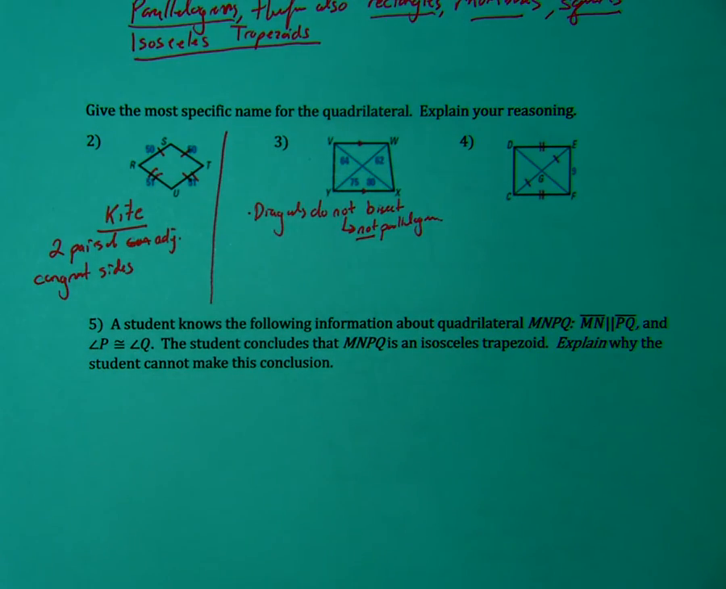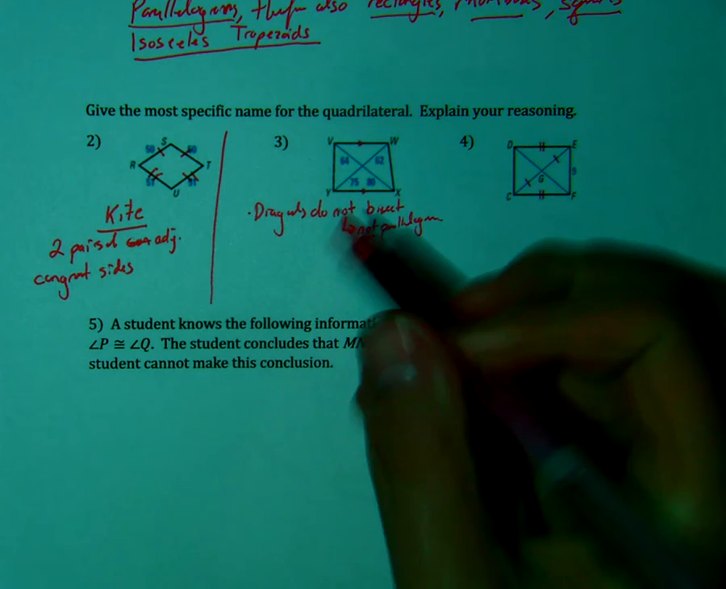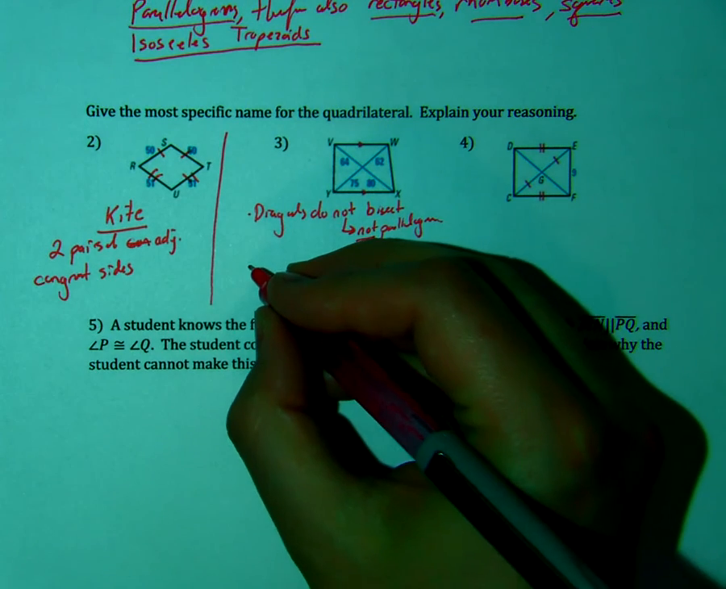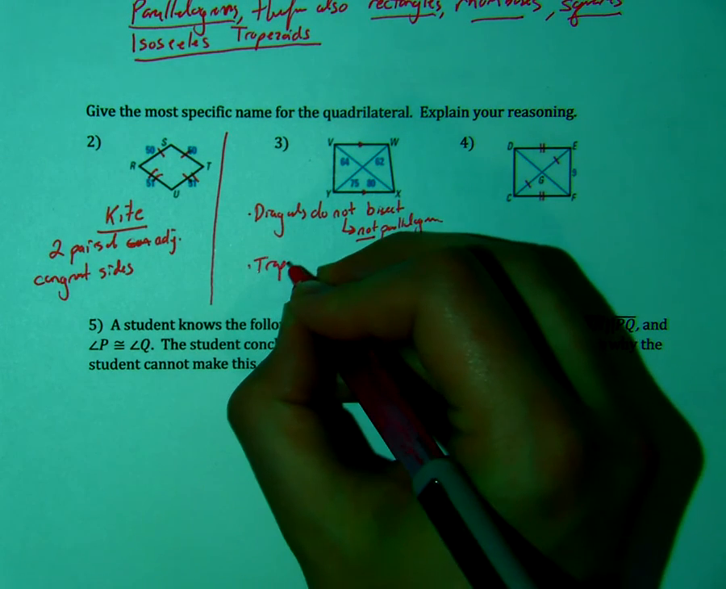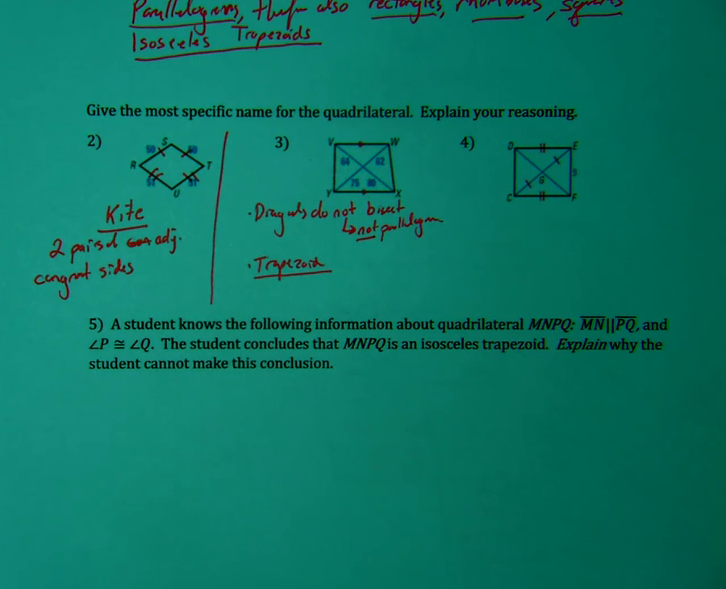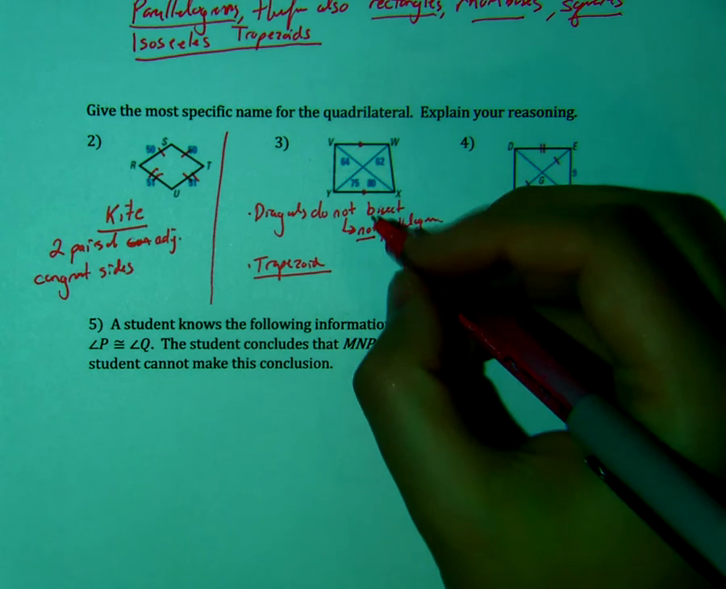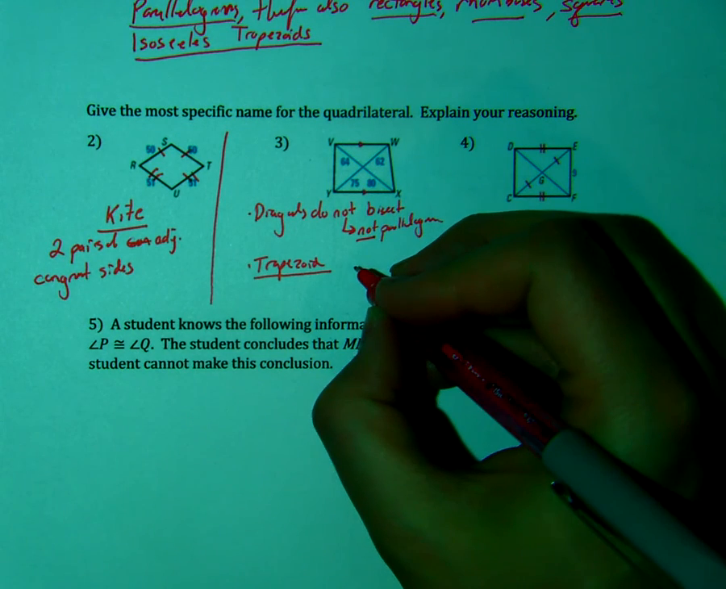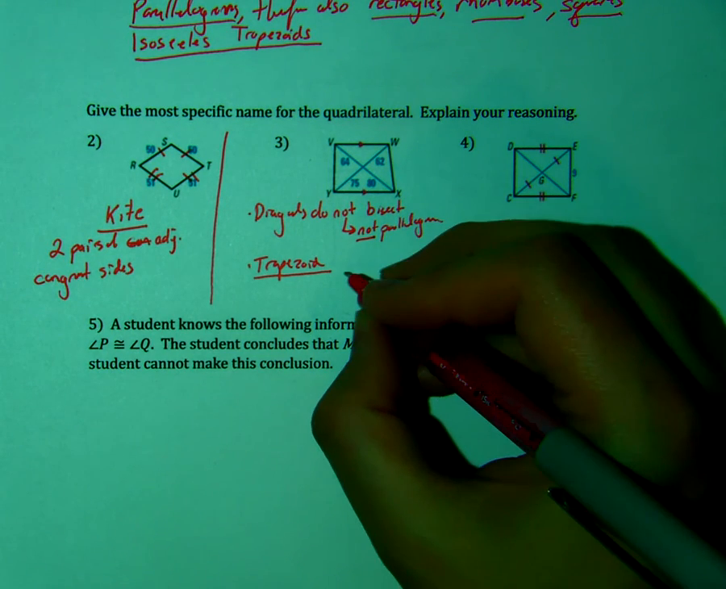Okay, so because it is not a parallelogram, and we have a pair of parallel sides, this has to be a trapezoid. But you want to check, is it an isosceles trapezoid? So what makes an isosceles trapezoid different from just a normal trapezoid? Well, if we look at the diagonals, an isosceles trapezoid has congruent diagonals.